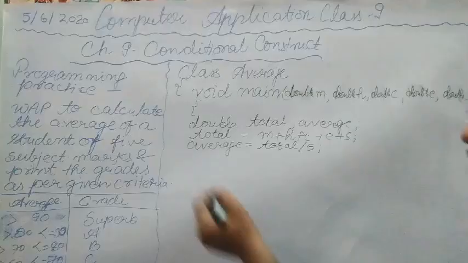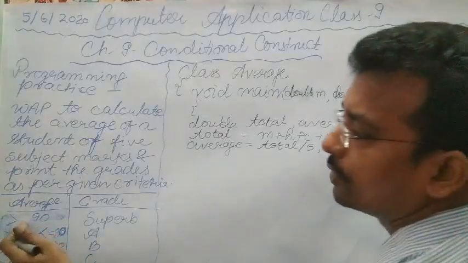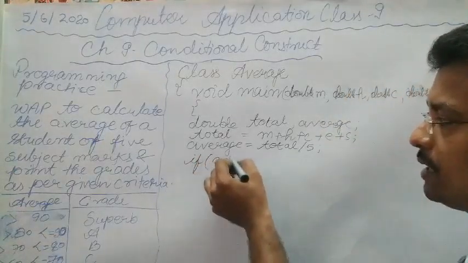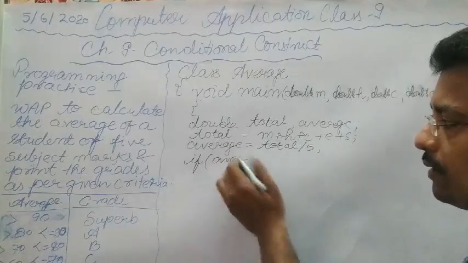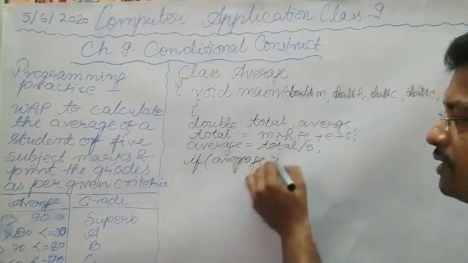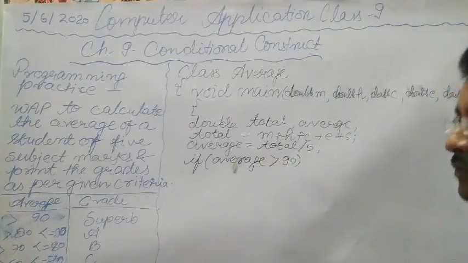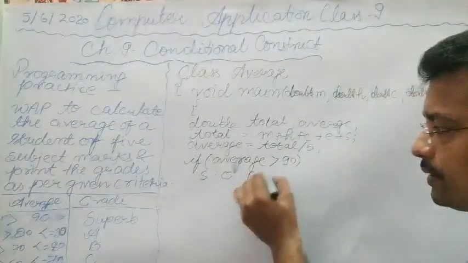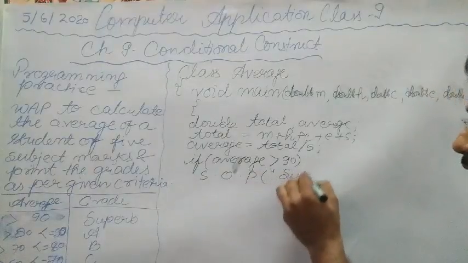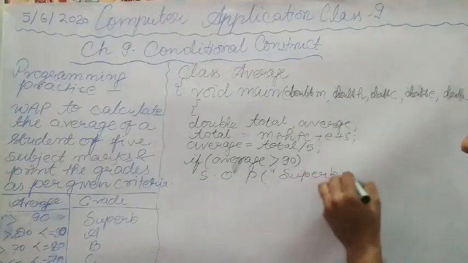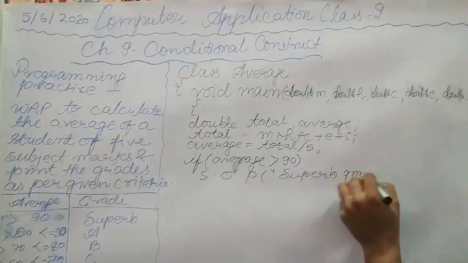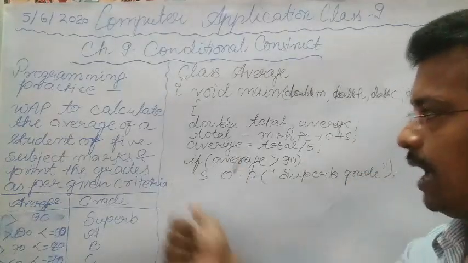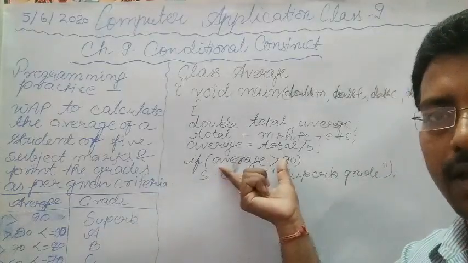After getting this average, we will start our conditions. The first condition is: if average is greater than 90. So what should be printed? System.out.print superb grade. Great. Is it okay? So the first condition we have written.